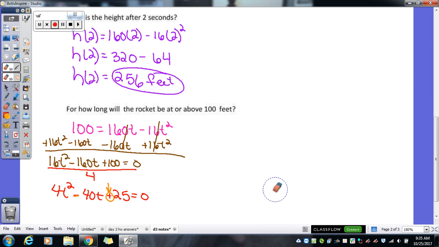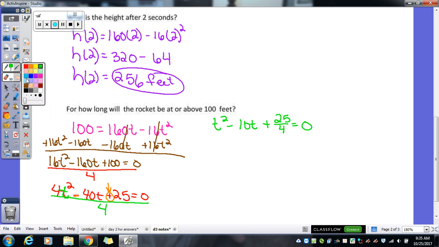So what do we want to do? Do we want to try to do completing the square, or do we want to use our quadratic equation? Okay. So in order to do completing the square, we would have to divide everything by 4 again, because you need to make sure that t squared there is just a 1t squared. You can't have your 4t squared. So that would give me t squared minus 10t plus 25 over 4 equals 0. Or we could put the decimal in there instead of 25 over 4. What's our decimal for that? So we'll change that to 6.25.